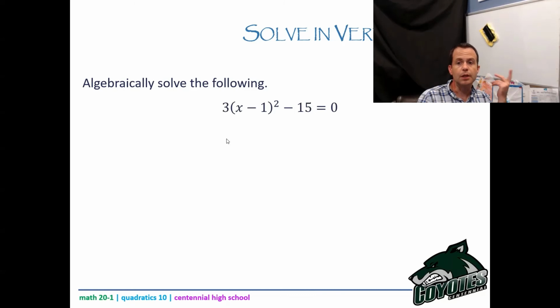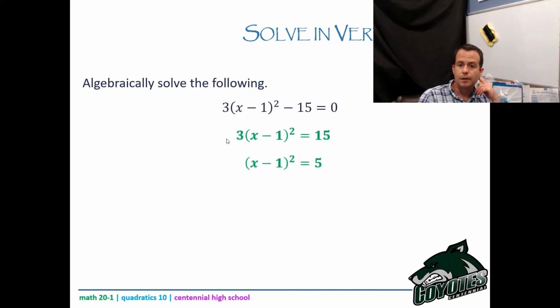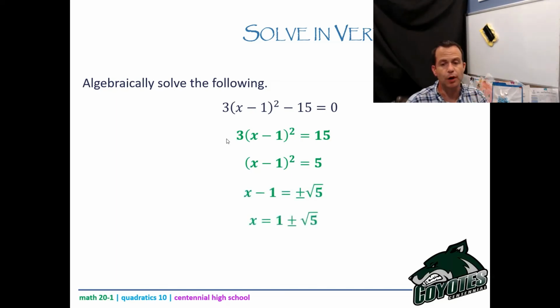So here I go. Add 15 to both sides and divide by 3. That leaves me with (x - 1)² = 5. Now I'll take the square root. So that leaves me with x - 1 = ± √5. And I just add the 1. So x = 1 ± √5.